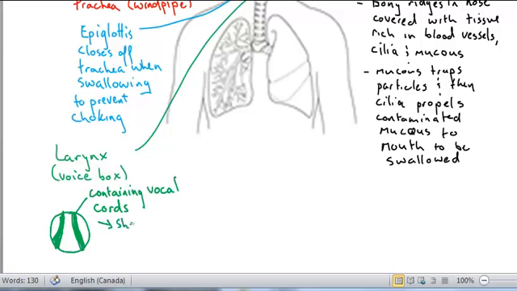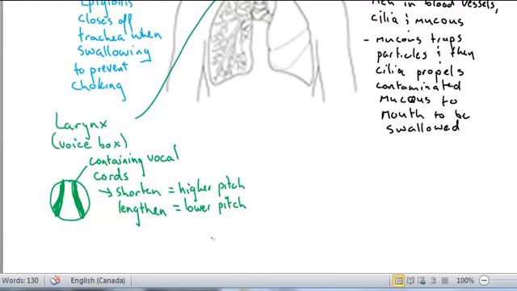If you shorten, such as in females and young children, or voluntarily shorten, you get a higher pitch. If you lengthen, and this is true of any string or chord, think about a guitar, you get a lower pitch. And guys typically have lower pitch voices because they have longer vocal cords.